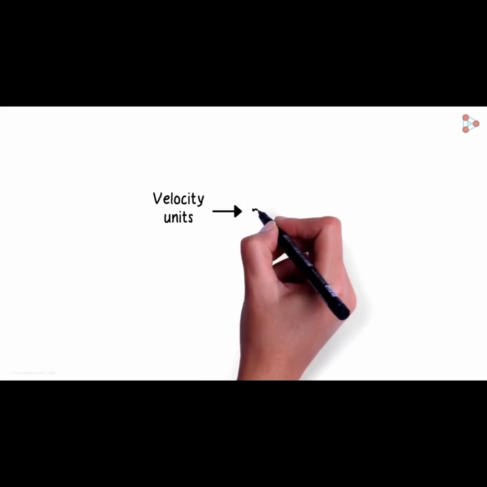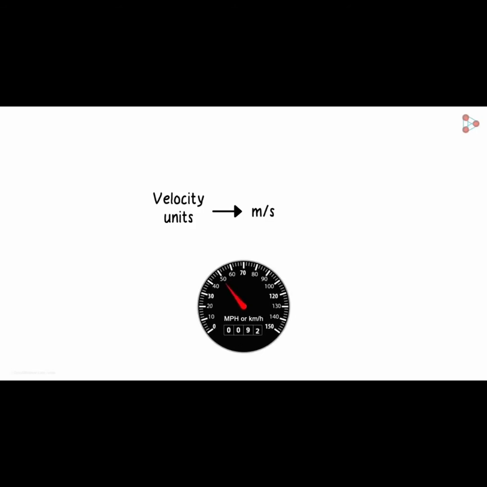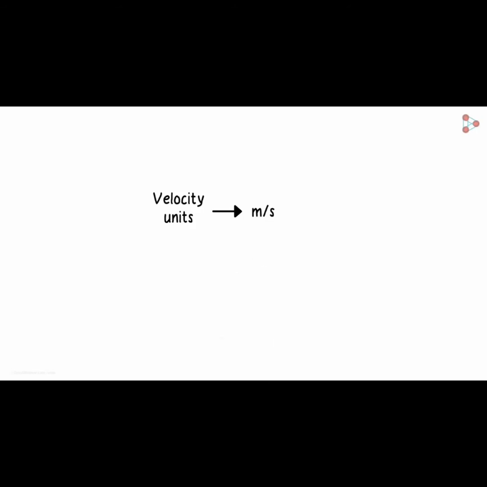What do you think is the unit of measurement for velocity? The unit of measurement for velocity, just like speed, is meters per second. Now you might ask, why meters per second? The cars we drive indicate speed in miles per hour or kilometers per hour. So why is the unit for velocity meters per second?